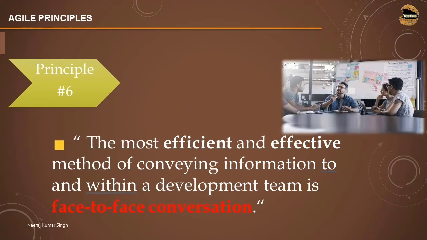Principle number 6. The most efficient and effective method of conveying information to and within a development team is face-to-face conversation. From traditional approaches, we have understood that electronic mails or reporting were creating a lag between the communications of the different stakeholders. A person may not read your mail from time to time, or may read it and understand the issue only the next day, and that creates a lag in the schedule.